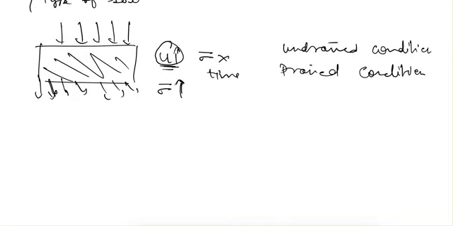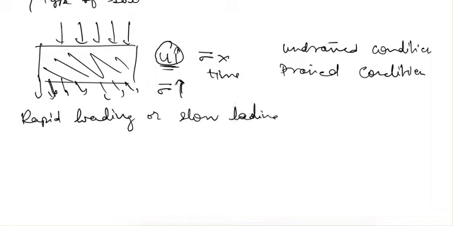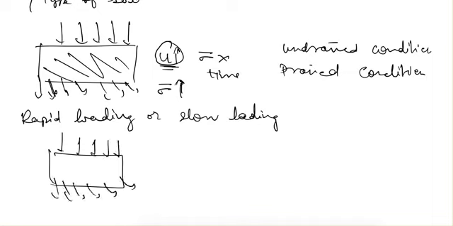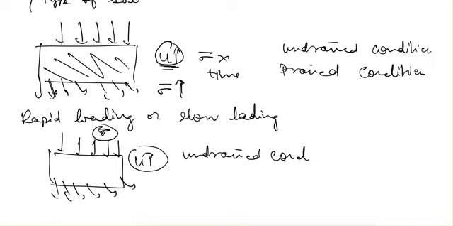So depending upon that, the other factor is rapid loading or slow loading. What does it mean? If we are applying this load suddenly in a manner that pore water pressure is unable to move out that quickly, it means that we applied some load sigma and the amount of this sigma was such that the pore water pressure built up, it could not go out. So because of that the undrained condition will exist, because of pore water pressure is existing.